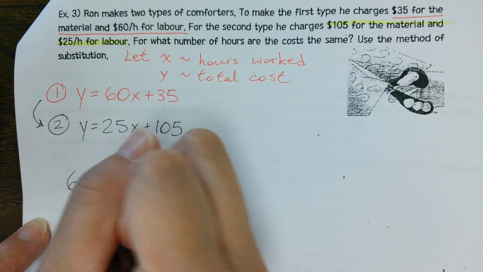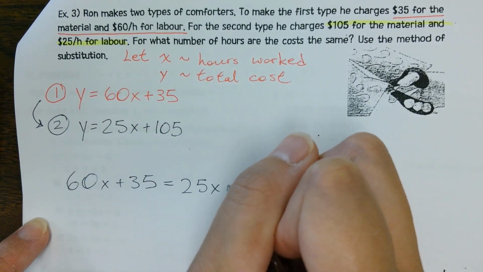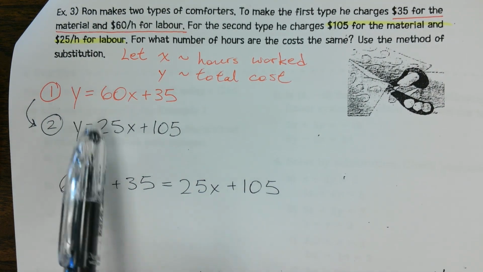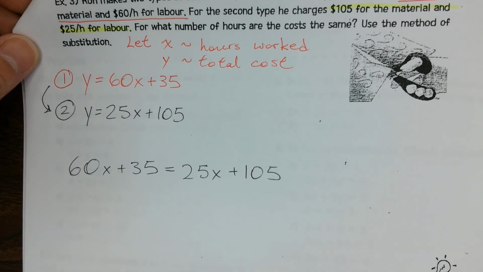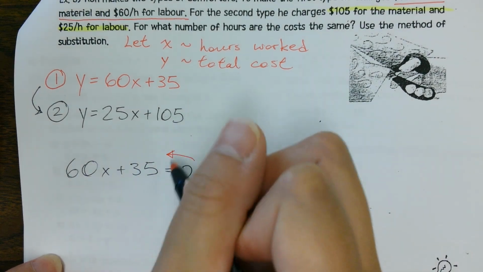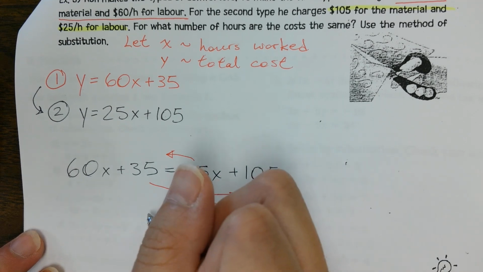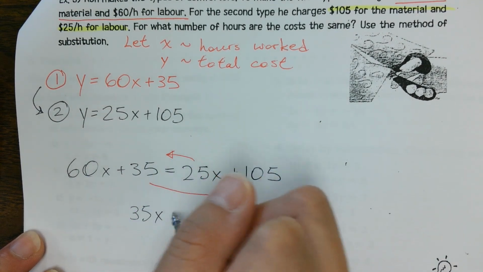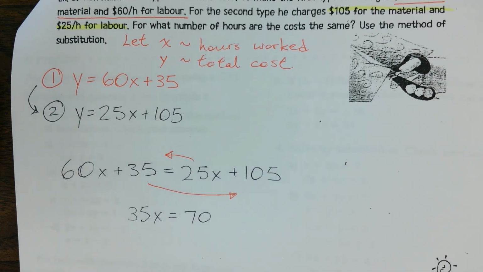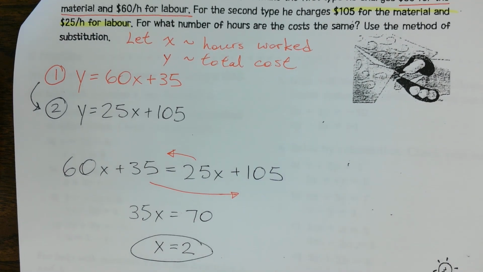So 60x plus 35 equals 25x plus 105. Okay, when you equate them, that's still substitution. Okay, now we can solve. Move this over to this side, move this over to this side. So 60x minus 25x, you get 35x. 105 minus 35, you get 70. So when you divide it, x equals 2.